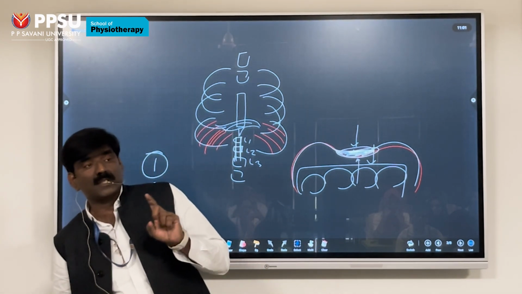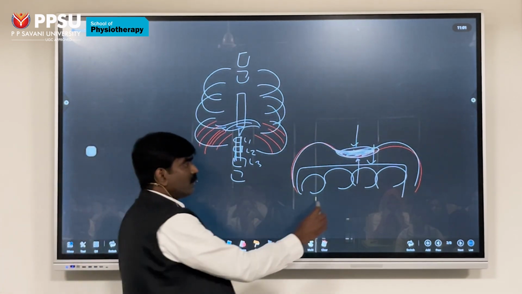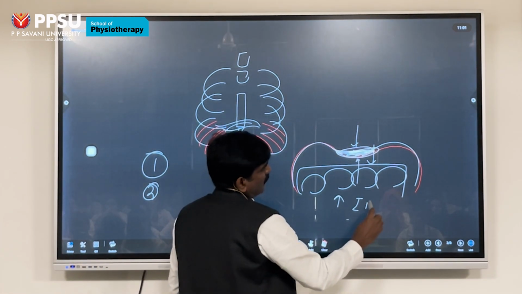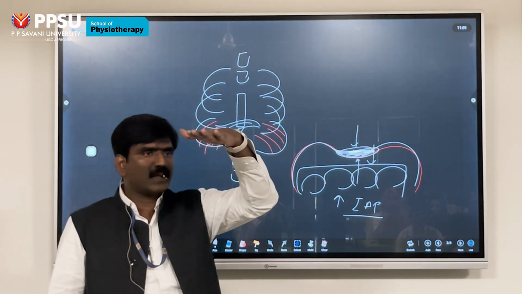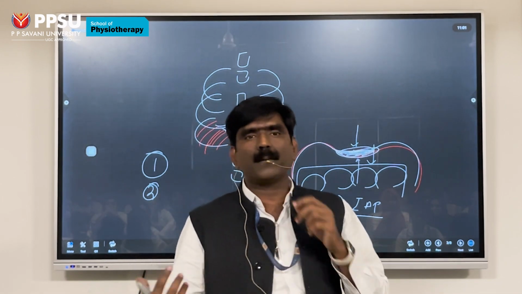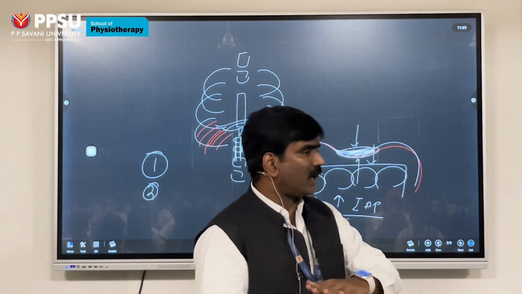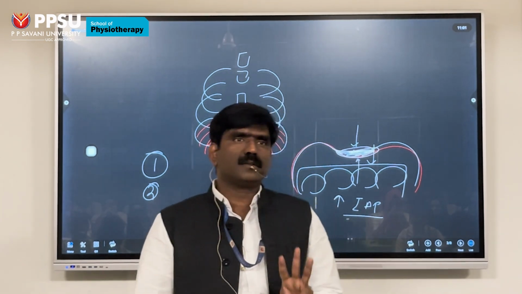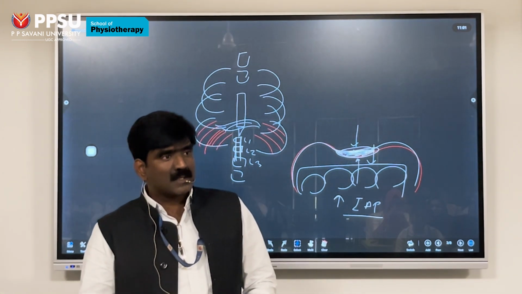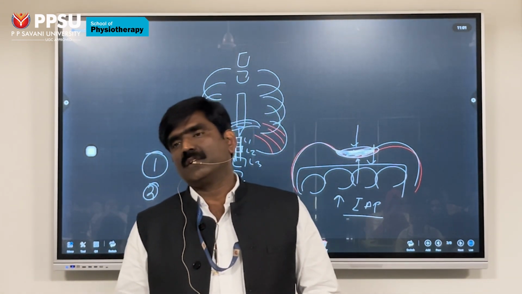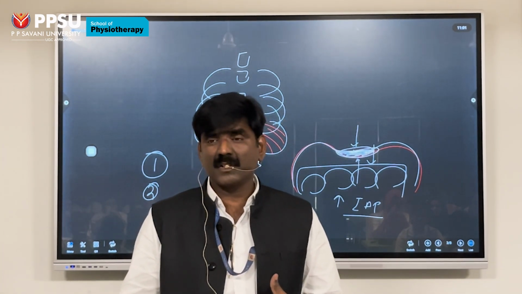The second thing opposing diaphragmatic movement during inspiration is increased intra-abdominal pressure. When the diaphragm is going down, the pressure in the abdomen will increase and it will restrict the movement of the diaphragm. And the third force restricting the movement of the diaphragm is the passive tension in the rectus abdominis muscle.